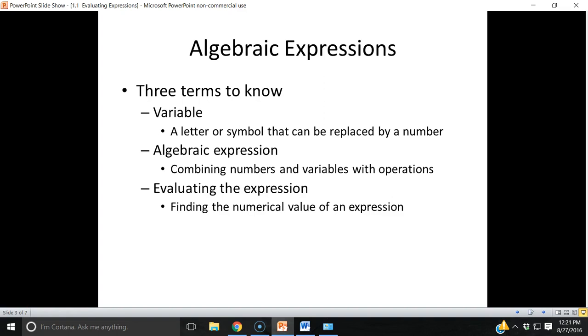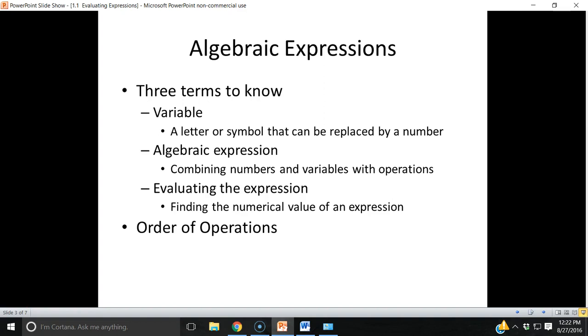So for example, if I give you a very simple algebraic expression like x plus 5, you would evaluate it by saying x is 2. So then evaluating the expression would be 2 plus 5, which is 7. That would be the numerical value. And of course you could substitute anything in for x.